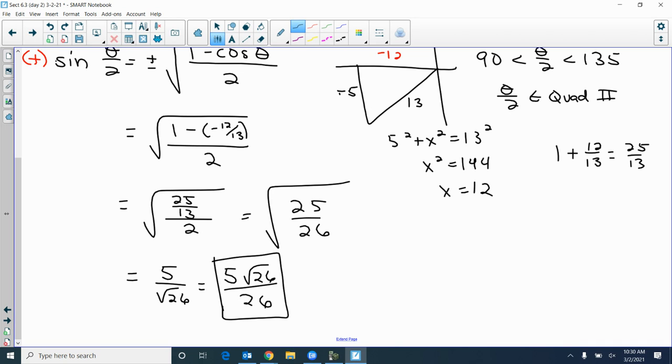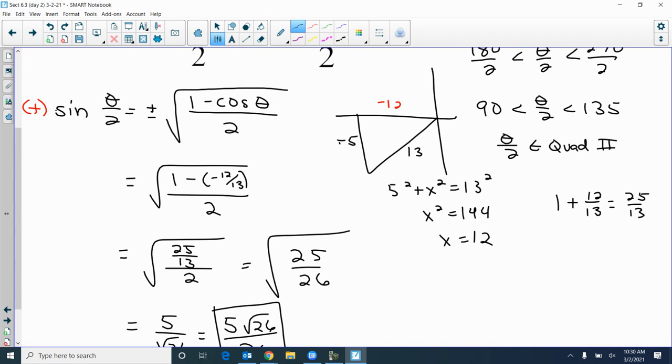All right, before we go to the next part, should tangent of theta over 2 be positive or negative? What do you think? Should tangent of theta over 2 be positive or negative? Okay. Negative. It's going to be negative. Why? Because the cosine's going to be negative, and also what quadrant is it in? Quadrant 2, and it is going to be negative.